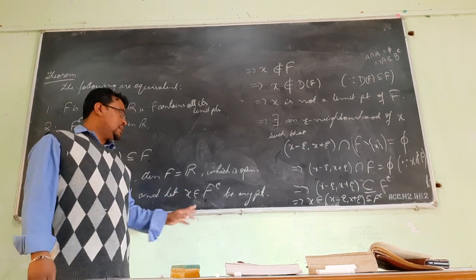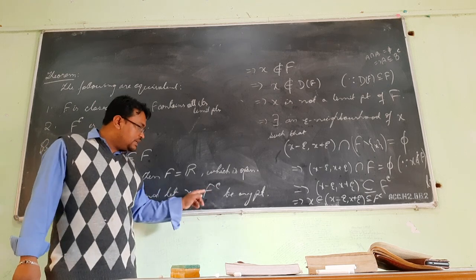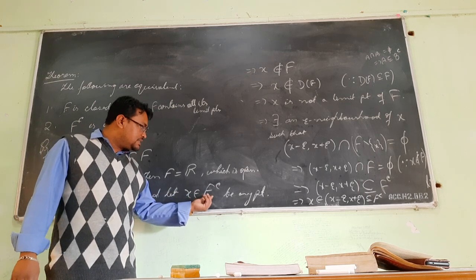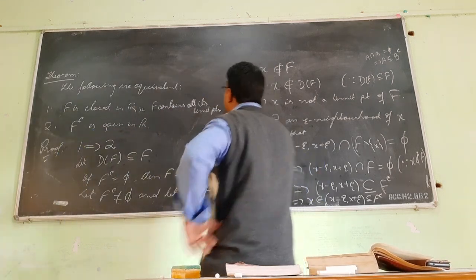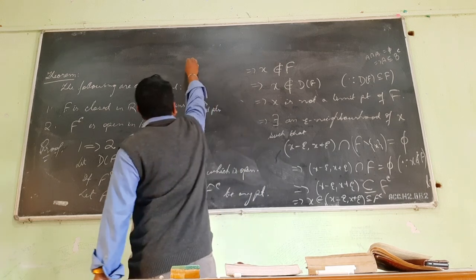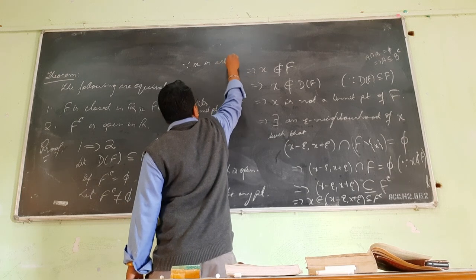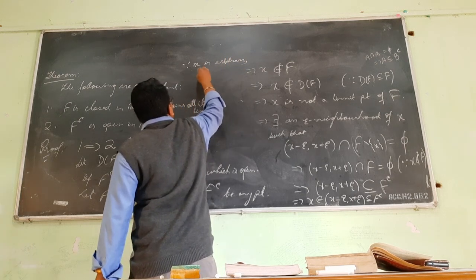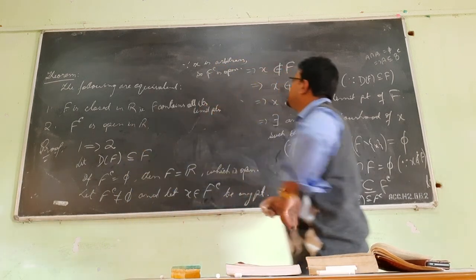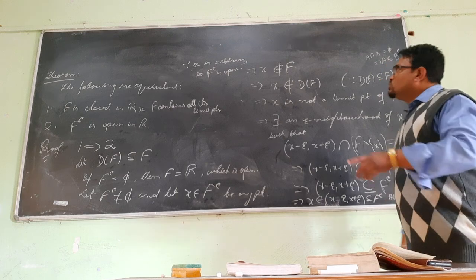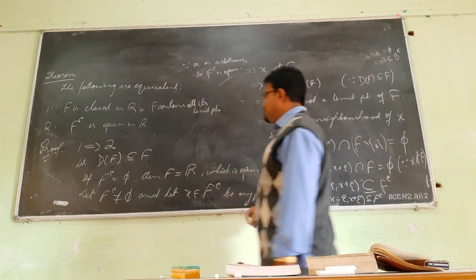Open set. Okay. A set is said to be open if for every X inside that set there is an epsilon neighborhood which contains X and is inside the set. Okay. So from here we can write, since X is arbitrary, F complement is actually open. Okay, F complement is open. So we have proved F complement is open. This part is proved.